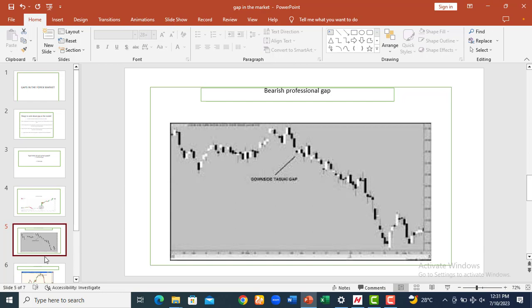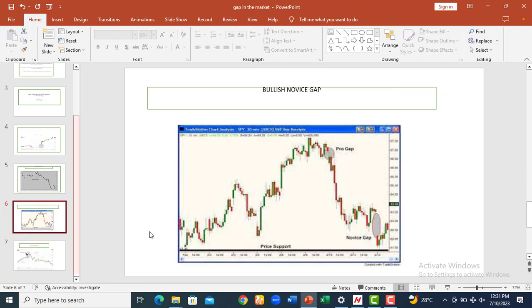Then we also have the other type of gap known as the novice gap. What is a novice gap? A novice gap is a gap that occurs in the direction of a trend, not opposite. Let's say a market has been selling, just like what you find here.